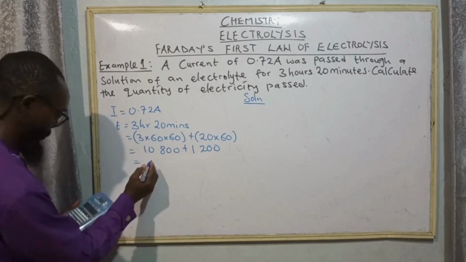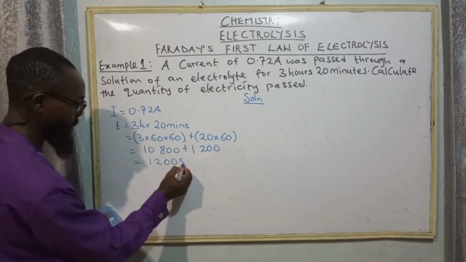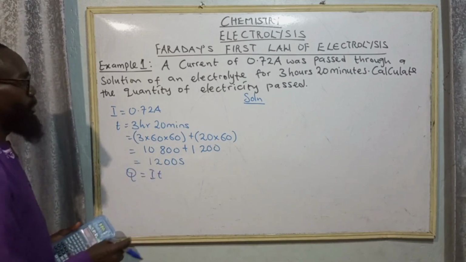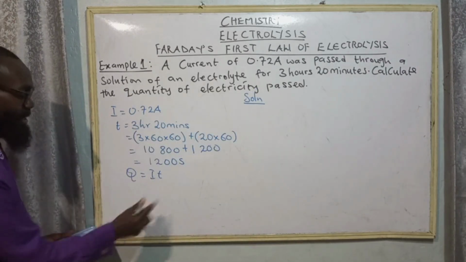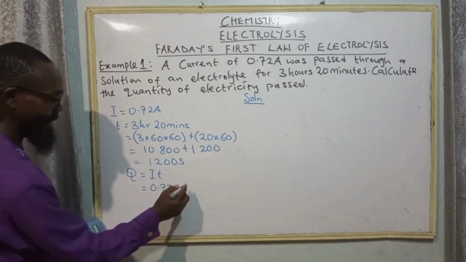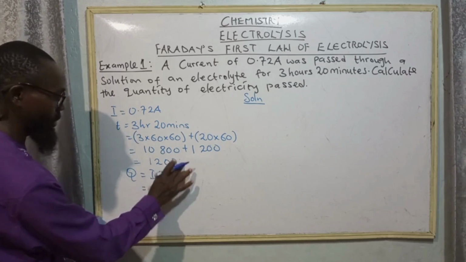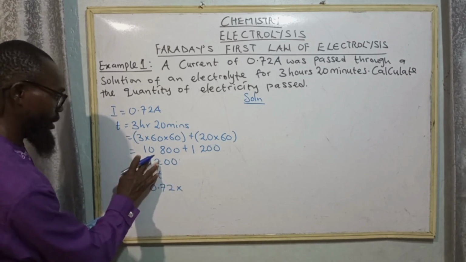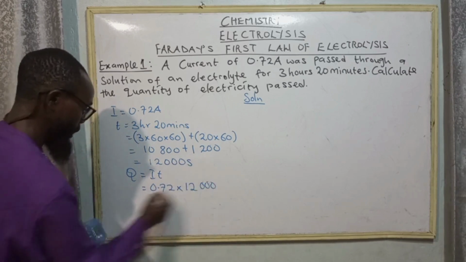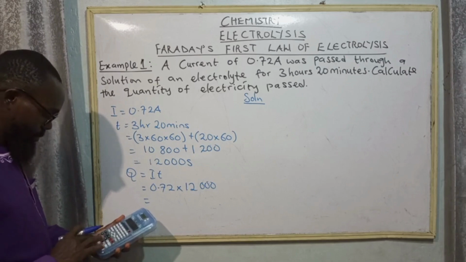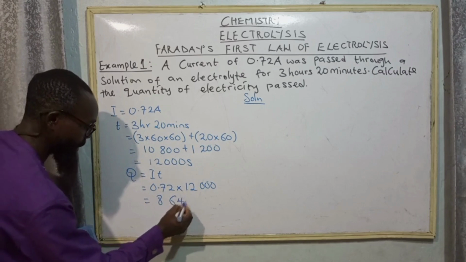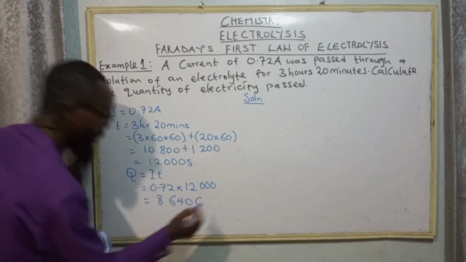So when you sum it up, we have 12,000 seconds. Now recall that Q is equal to IT. So when we are asked to calculate the quantity of electricity, our I is 0.72 multiplied by our time, which is 12,000 seconds. So let us multiply. We have 8,640. So the unit of Q is coulomb.